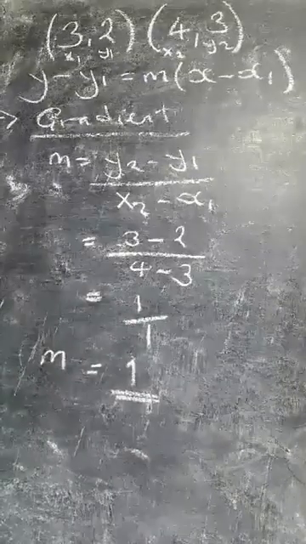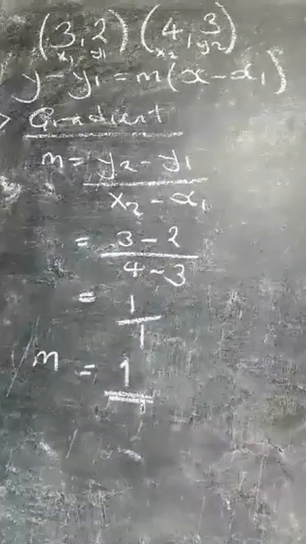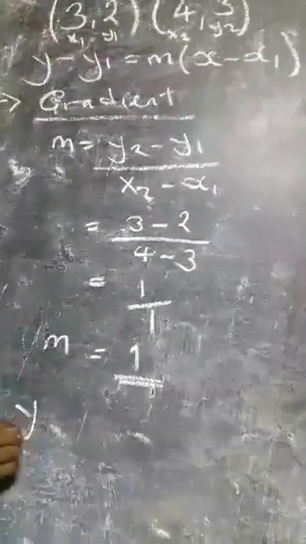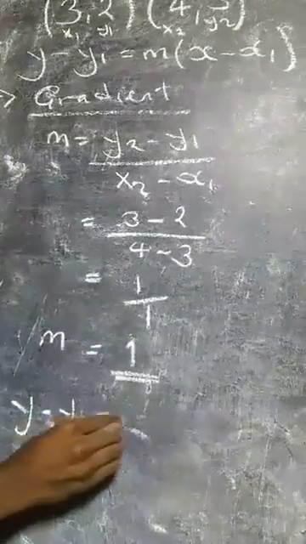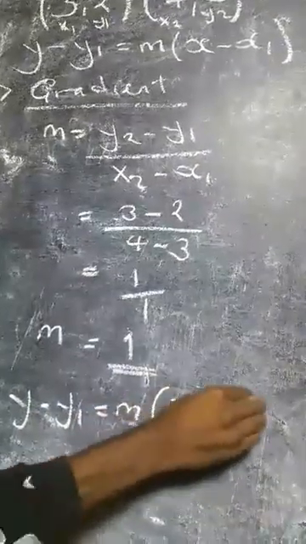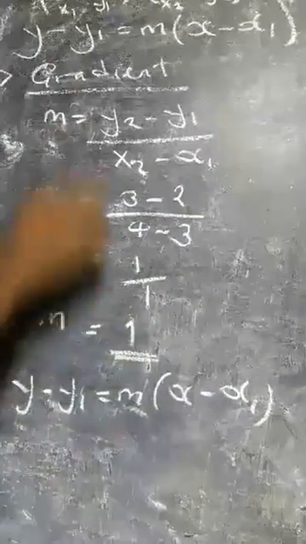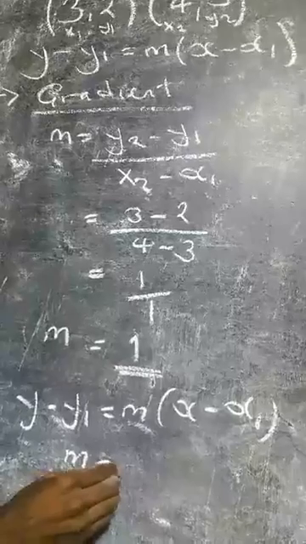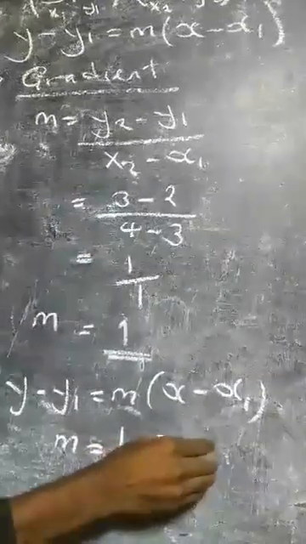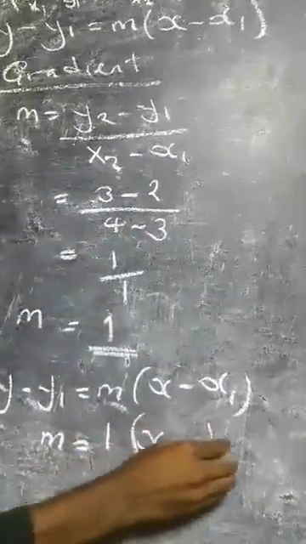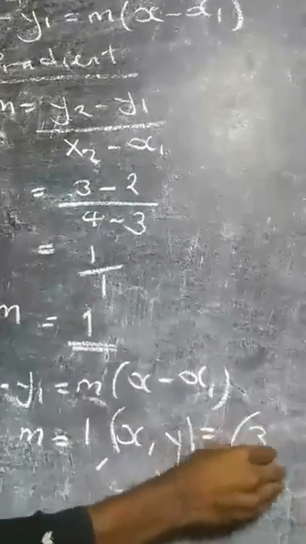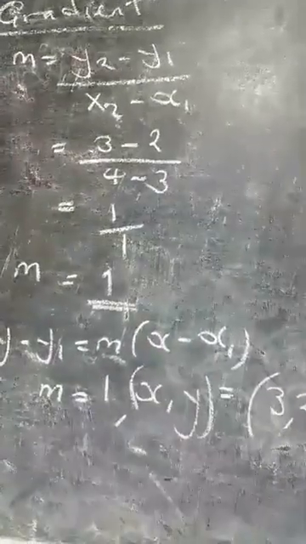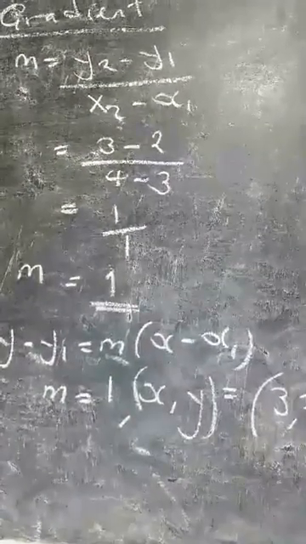Then you can now work on your equation. So since we know it's y minus y1 is equal to m(x minus x1), you can use any of these two coordinates. So let's use the first one. So we know our gradient is a 1. Then our x comma y is equal to 3, 2.